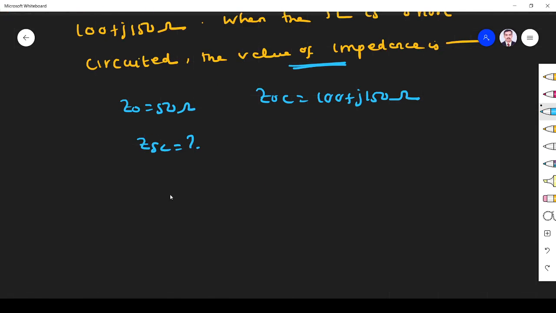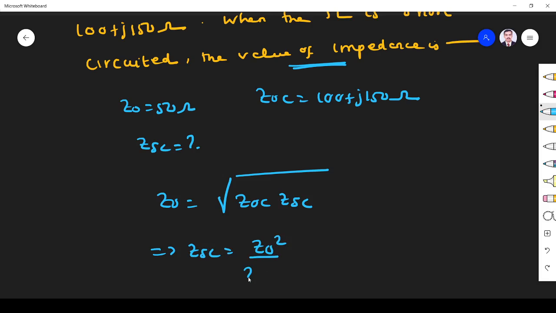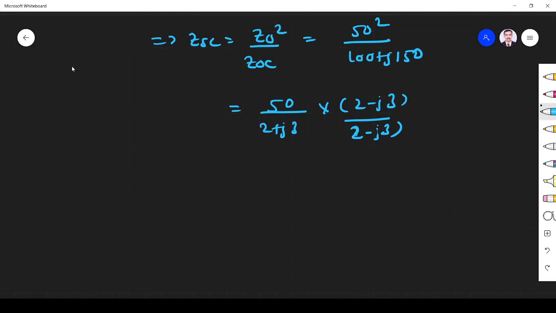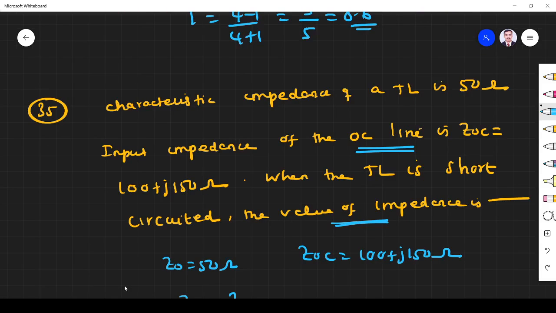So we know Z0 is equal to square root of ZOC times ZSC. This implies ZSC is Z0 squared by ZOC. Z0 squared is 50 squared divided by 100 plus j150. If you simplify, I take 50 outside, so 2 plus j3. I multiply and divide by the complex conjugate, 2 minus j3. If you simplify, what you get is 7.69 minus j11.54. So this is question number 35.